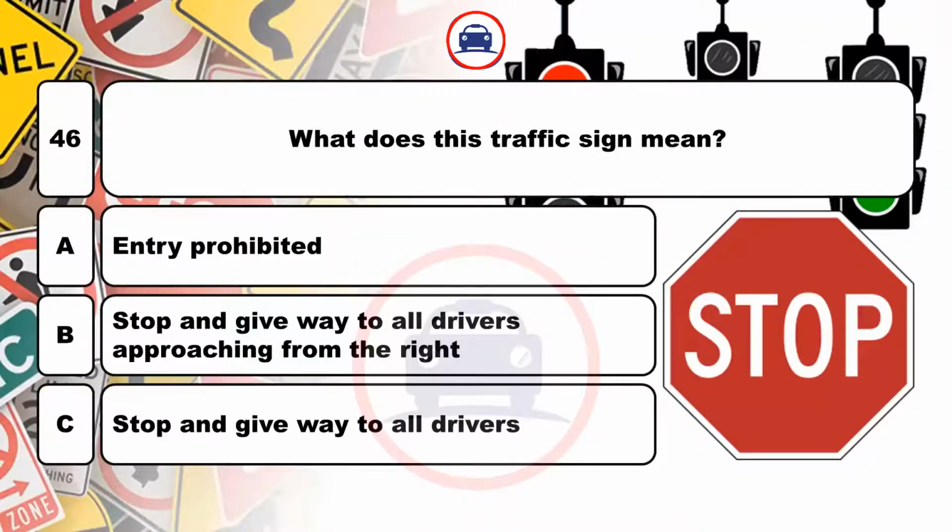What does this traffic sign mean? A. Entry prohibited. B. Stop and give way to all drivers approaching from the right. C. Stop and give way to all drivers. Correct answer C. Stop and give way to all drivers.